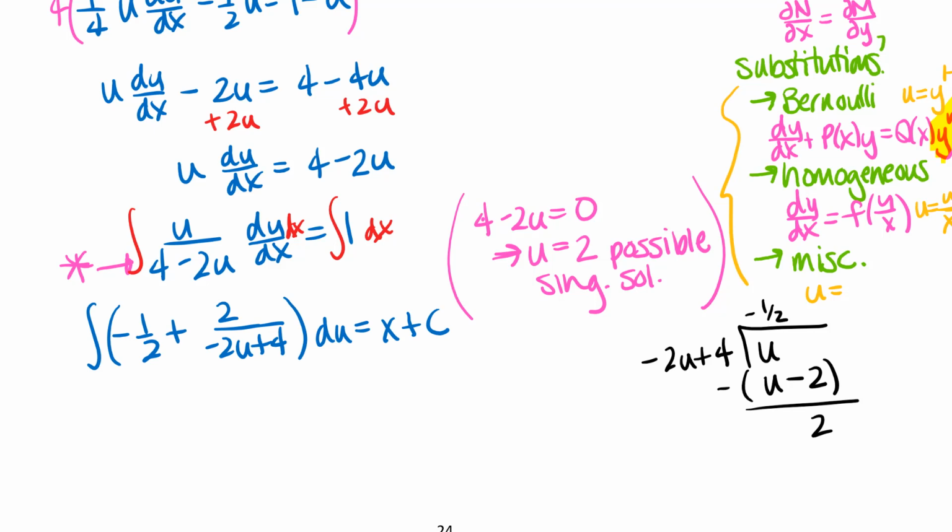Okay, so on the left-hand side here, I did the long division in black off to the right. U divided by negative 2u plus 4. That's long division of polynomials. If you need a little review on that, you can just Google that or find a video to help you refresh on long division of polynomials. Okay, let's go ahead and finish this integration here.